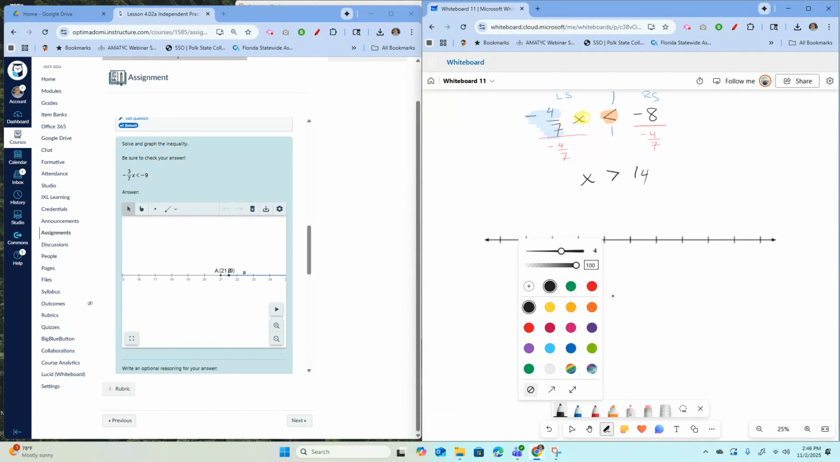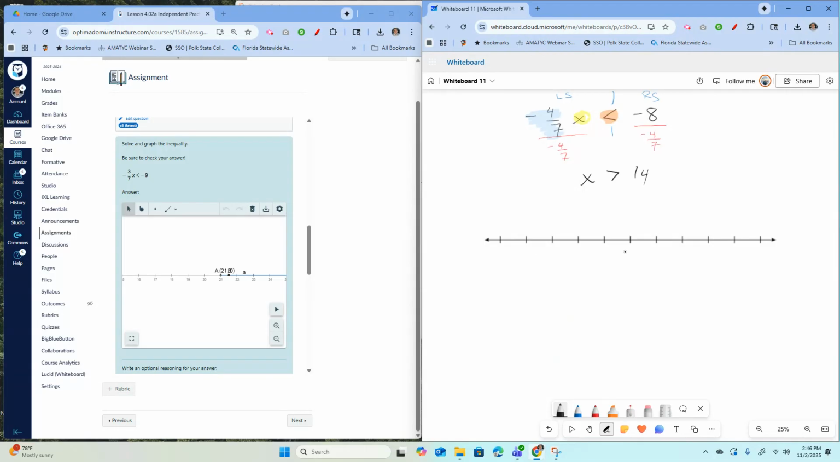So what we're going to do is put our answer, 14, right in the middle. I'm going to write all the numbers bigger than 14: 15, 16, 17, 18, 19. All the numbers smaller than 14: 13, 12, 11, 10, 9. And then on the 14, I need to decide if I put an open dot or closed dot. When you have greater than, when you have one of these, less than or greater than, it is an open dot.